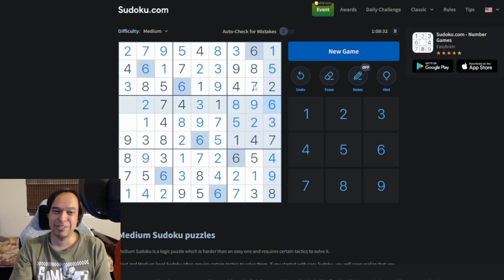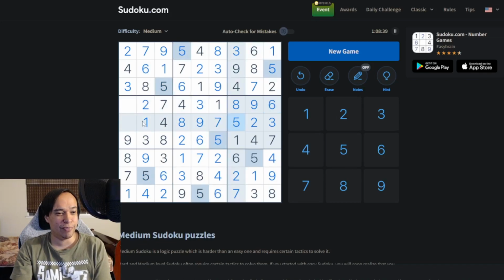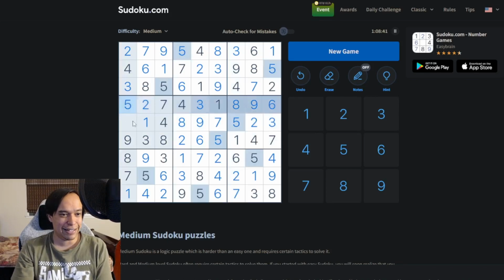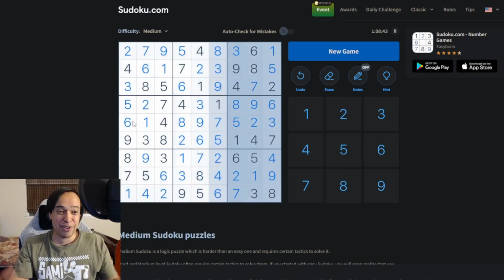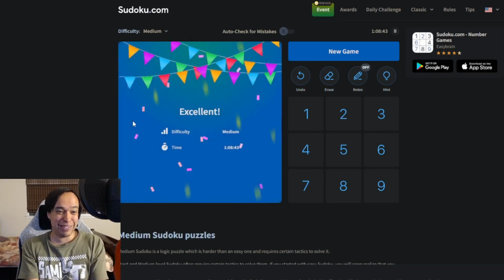This 3x3 square is complete now. So now we have the 1, 2, 3, 4. We're missing the 5. The 5 eliminates it from this square, so the 5 goes here, and a 6 is there. And we are done. This Sudoku puzzle is complete.